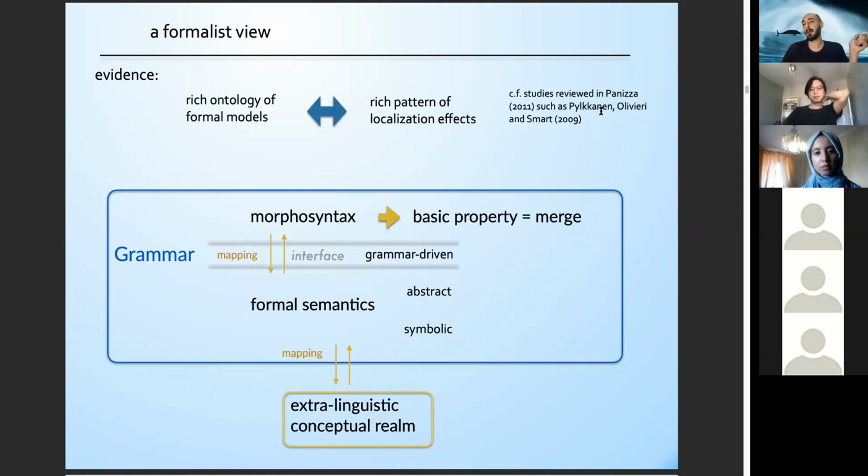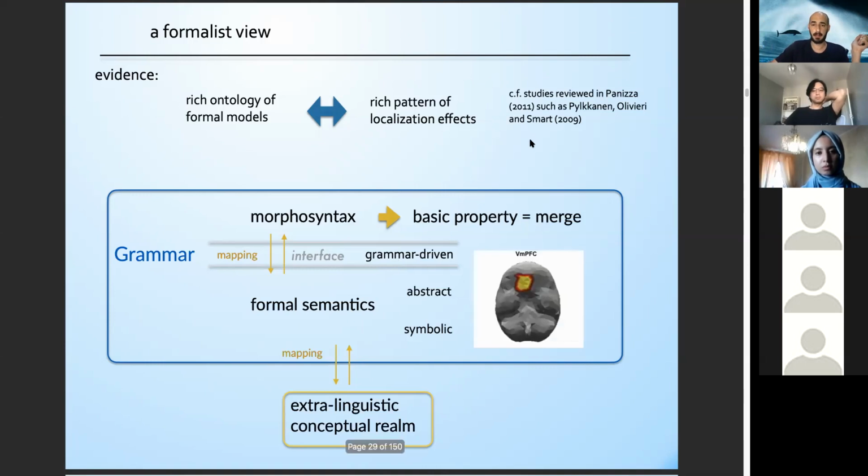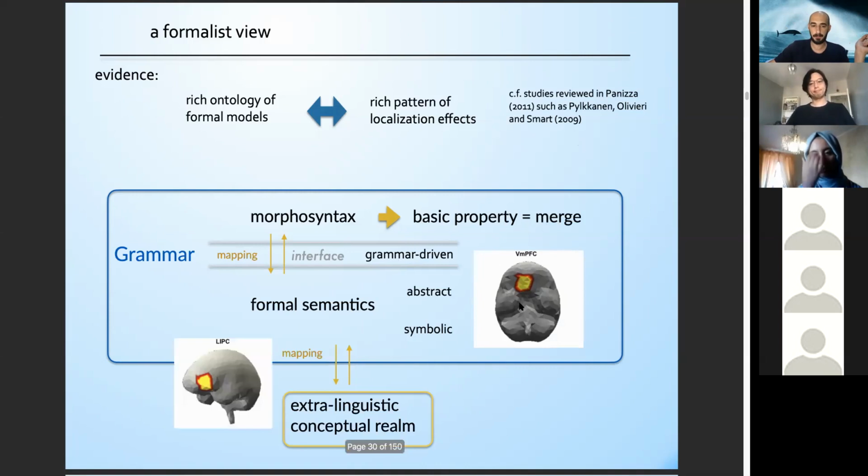So if you want to know more about this, have a look at my paper from 2011 or pay attention to what I'm going to tell you in the next slides. So for instance, we are going to talk a little bit about this area, the ventromedial prefrontal cortex, which in the experiments by Liina Pylkkänen was often found active for semantic processing.